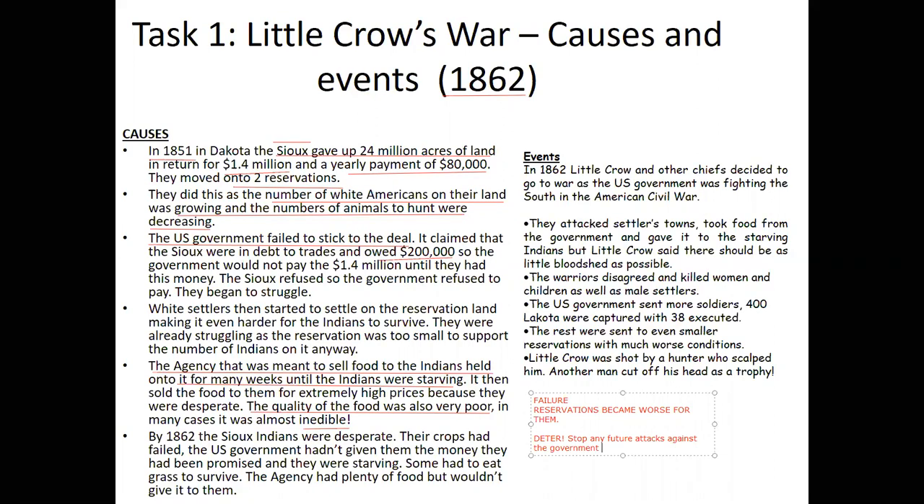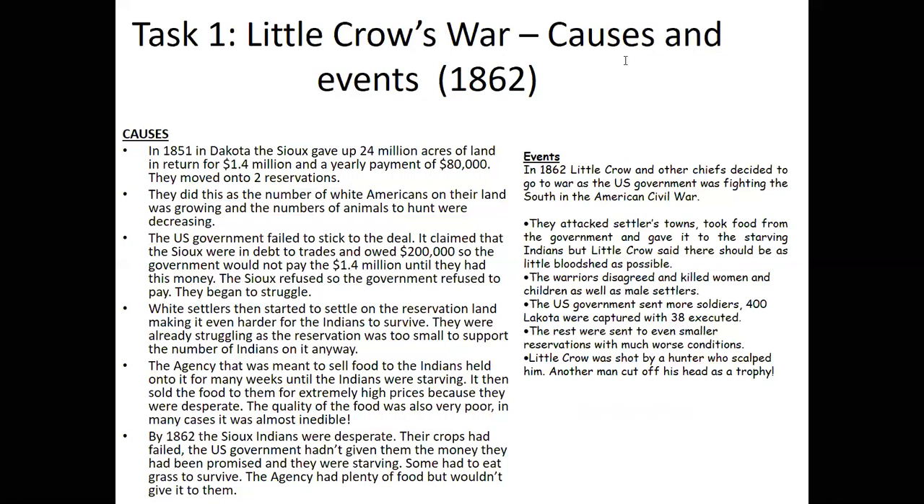Little Crow and his chiefs going and attacking for food was justified because they were resorted to eating grass. You could also argue that actually the whole structure of the Native American tribe caused this to occur because the warriors didn't listen to their leader, which led to the US government putting people on trial, 38 Native Americans being executed, and then as a result, reservations becoming worse. Once they're put in these smaller reservations, their lives are not going to get any better. So that's the events of Little Crow's War.